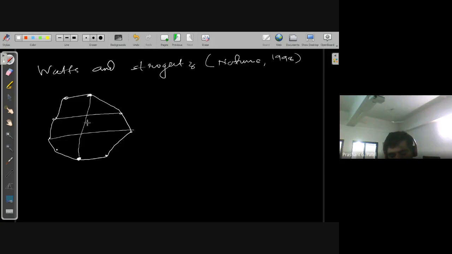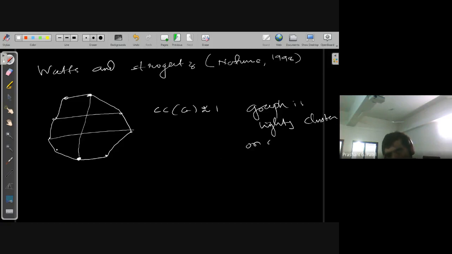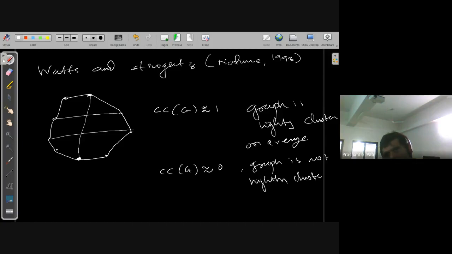So if CC of G is 1, then we can say that the graph is highly clustered on an average. And if CC of G is 0, then we can say that the graph is not highly clustered. So if CC of G is approximately 1, the graph is highly clustered on an average, and if CC of G is near 0, then the graph is not highly clustered. And the value of CC of G is always between 0 and 1, which you should know.